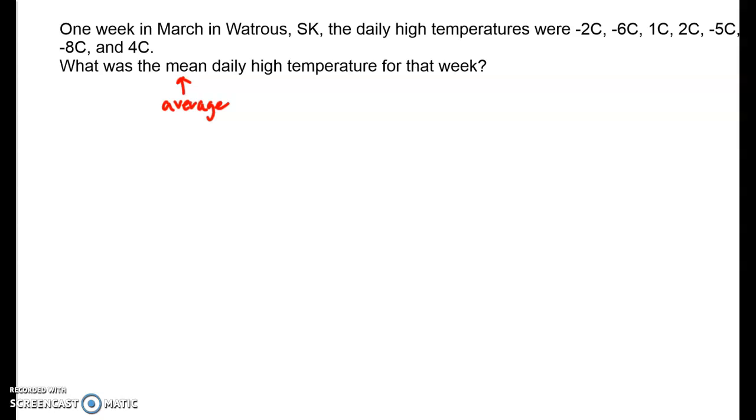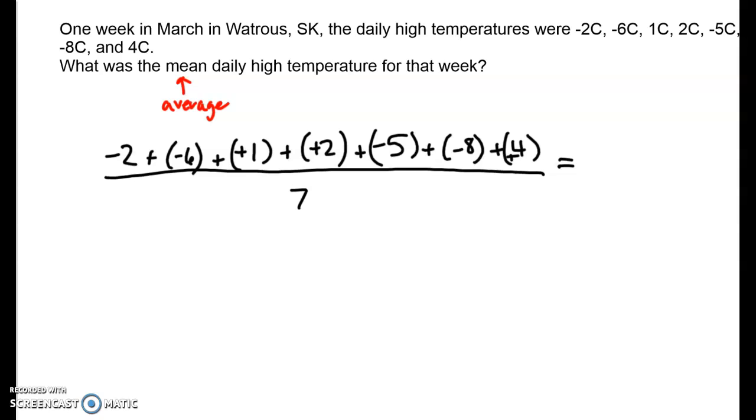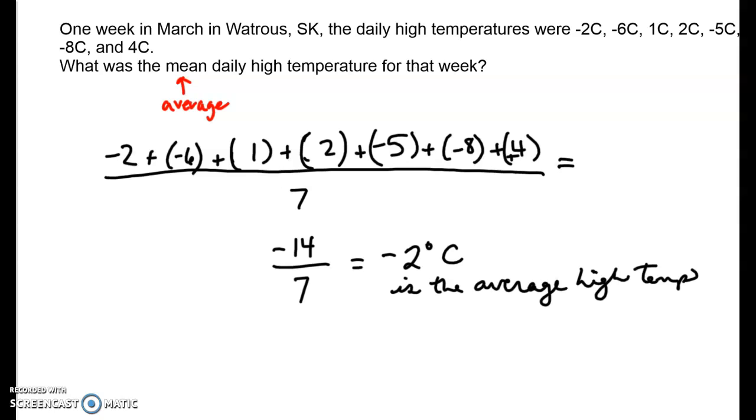Please show all your work. Okay, your question should look like this. Now, if you had not put a positive in front of this one, that would be okay. We know that that means the same thing, right? You do need to have the negatives there, however. Okay, then you're going to add them up. Remember that the addition and subtraction needs to be left to right, and the average temperature is negative 2 degrees Celsius.